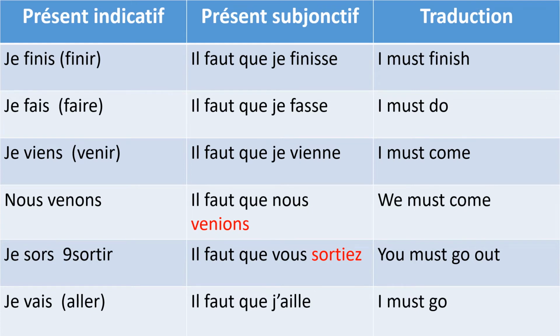And to finish, je vais, which comes from aller. Il faut que j'aille. Il faut que tu ailles. Il faut qu'il aille. Il faut que nous allions. Il faut que vous alliez. So be careful here, because the first I is no longer there, but we have to put it after the L. Il faut que vous alliez, and il faut qu'ils aillent, and we go back to the I.